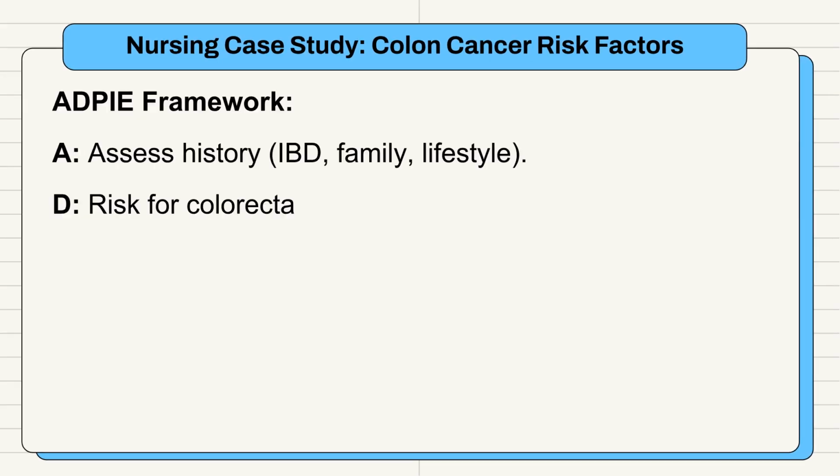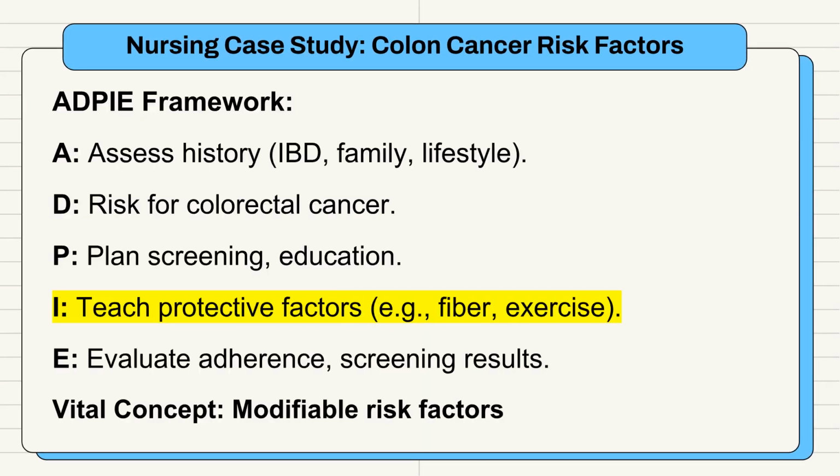Implementation. Teach Sarah about these protective factors. For example, explain that dietary fiber promotes healthy digestion, reducing colon cancer risk. Encourage smoking cessation programs and moderate alcohol intake. Refer her for genetic counseling if FAP is suspected.